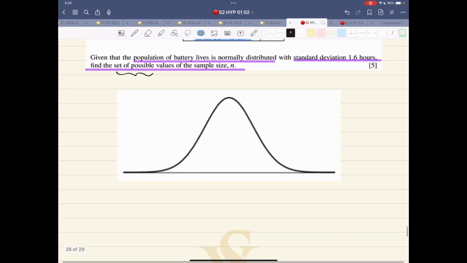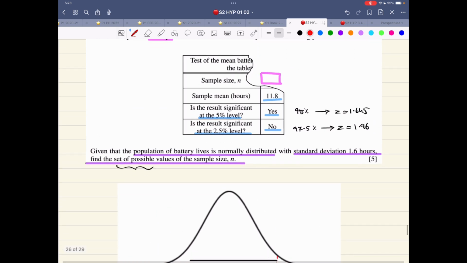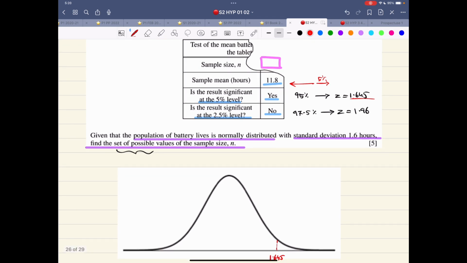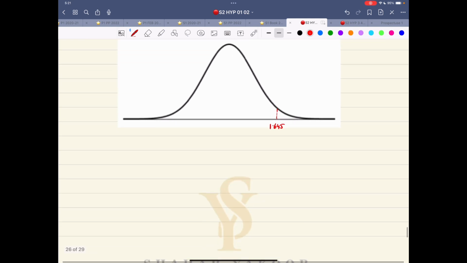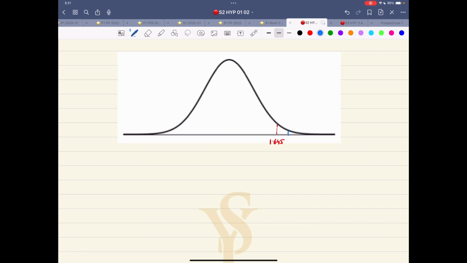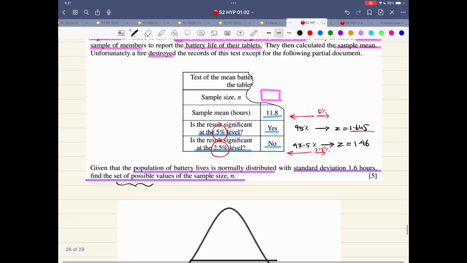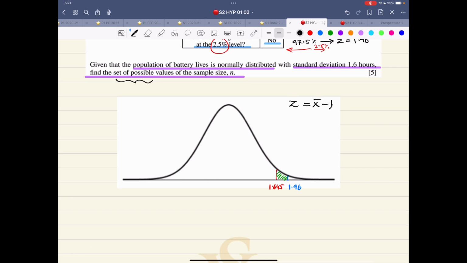Now, first of all, let me mark this value over here as 1.645. That corresponds to 95% on the left, 5% on the right, the 5% critical region. And 97.5% on the left, 2.5% on the right, the 2.5% critical region. So this is 1.645. This is 1.96. The region in between is where the test is significant and insignificant. So now we have the formula for z, which is x bar minus mu over the square root of sigma squared over n, which can also be written as x bar minus mu over sigma over root n.